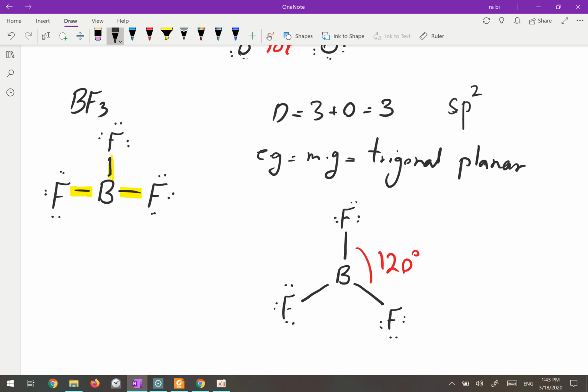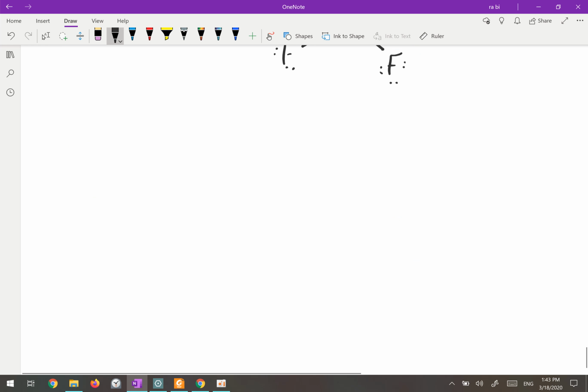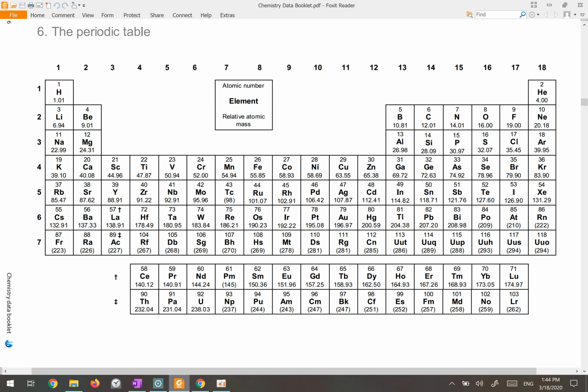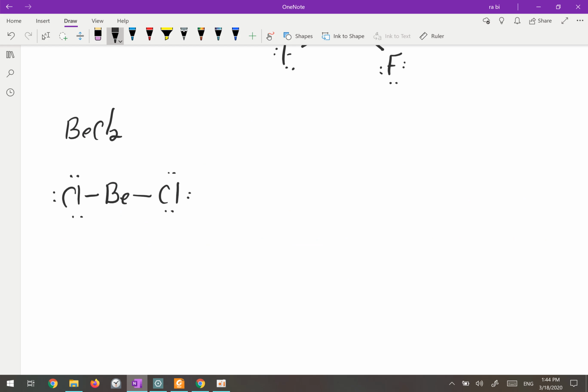The next molecule is BeCl2. So let's draw BeCl2. Again, this molecule is electron deficient because beryllium cannot reach the octet. If you look at the periodic table, beryllium is in group 2. It has 2 valence electrons. If it shares all of its 2 electrons, it can reach a maximum of 4 electrons, so it cannot be an octet.